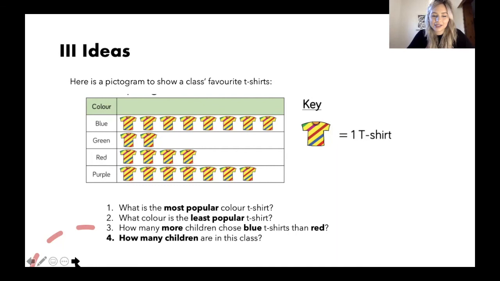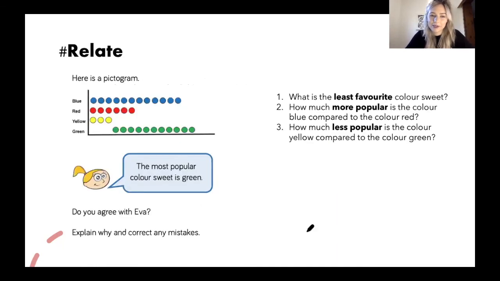For relate, here is a pictogram for you. And it's talking about the most popular colour sweet rather than t-shirts. It says, here is a pictogram. Then we've got the colours down the side, and then the dots represent one choice. And we've got a little girl here, and she says the most popular colour sweet is green. And it says, do you agree with Eva? Explain why, and you have to correct any mistakes that she might have made.